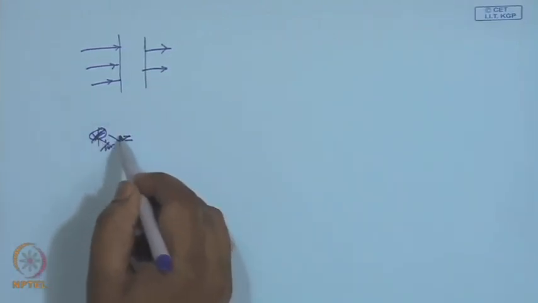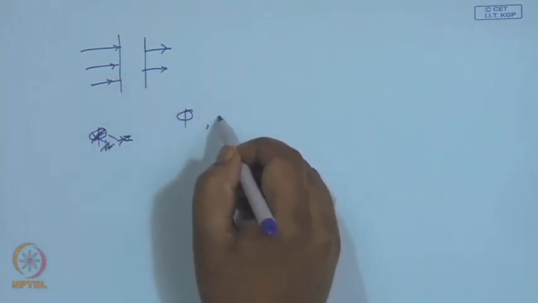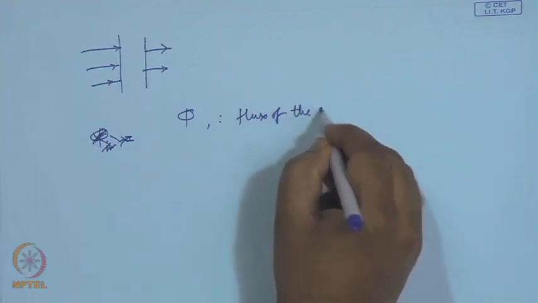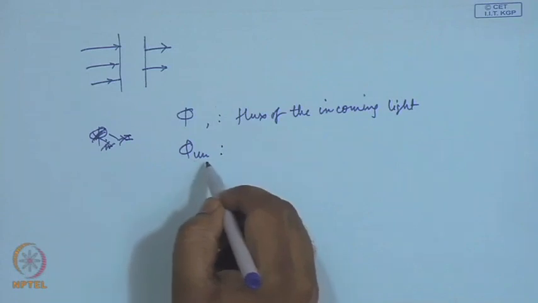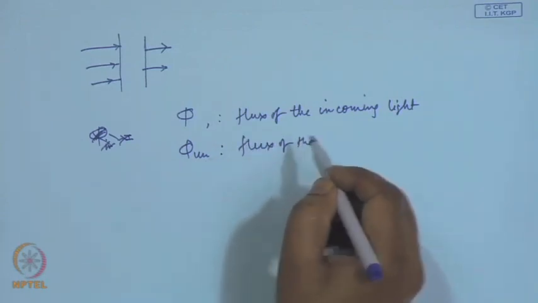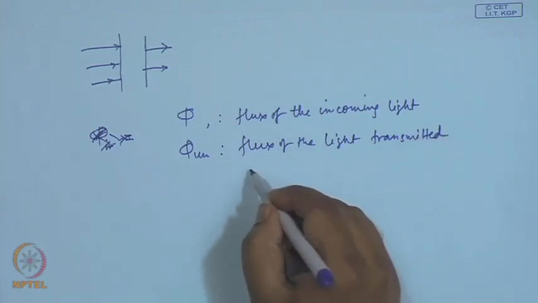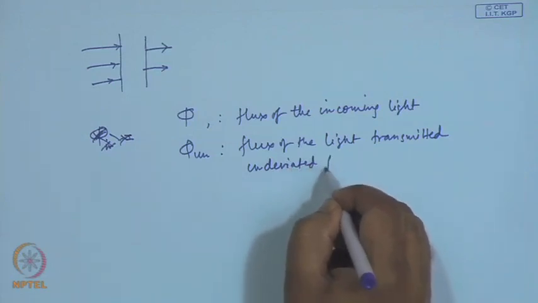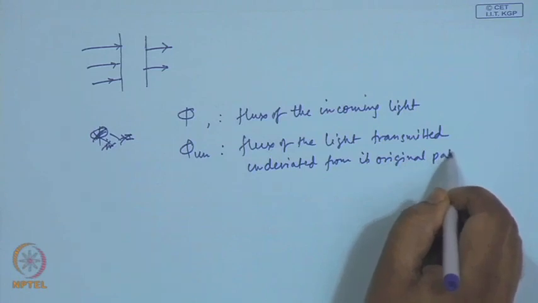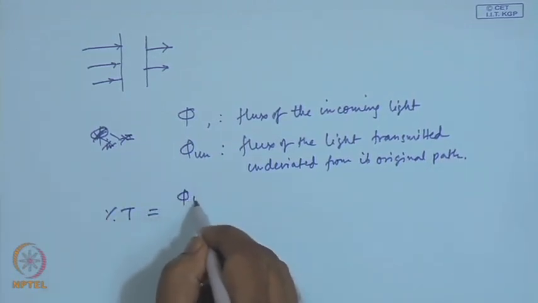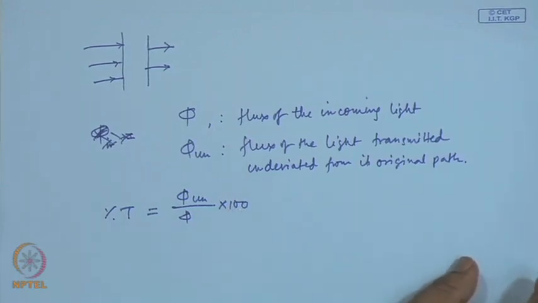Now, if I consider phi as the intensity or flux of the incoming light, and phi un is the flux of light transmitted undeviated from its original path, then the percentage of transparency is given by the fraction of light transmitted undeviated through the matrix.